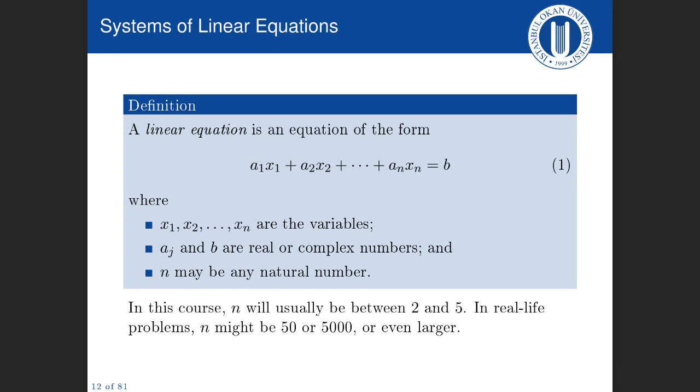In this course, n, how many variables we have, will usually be between 2 and 5, but when you start using this type of mathematics to do your engineering, n might be 50 or n might be 5,000 or perhaps bigger.